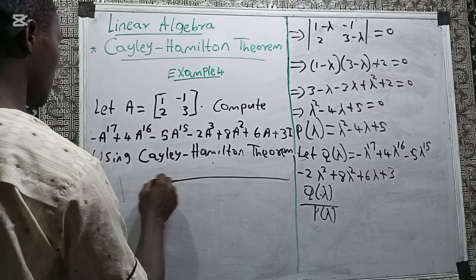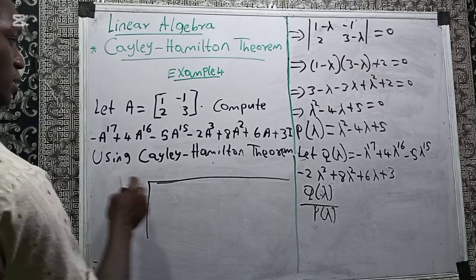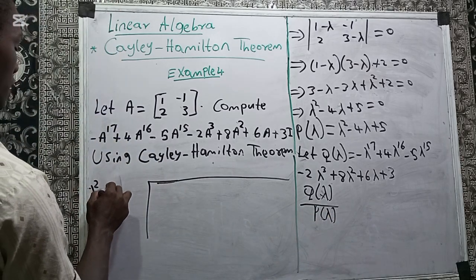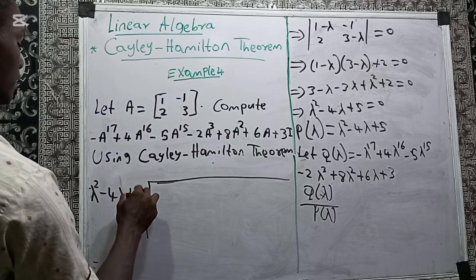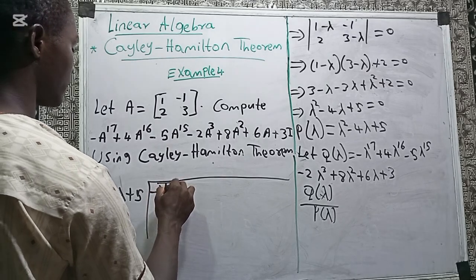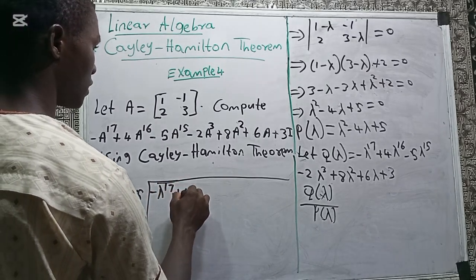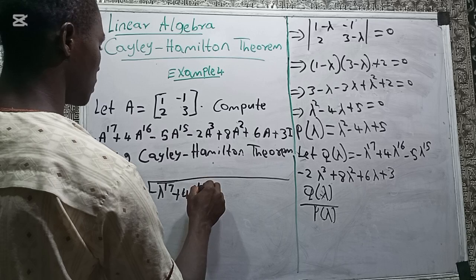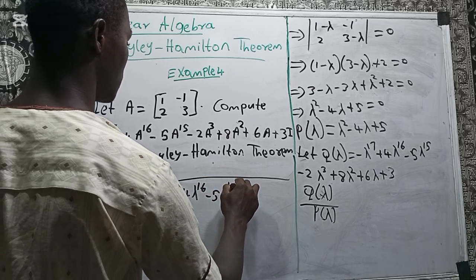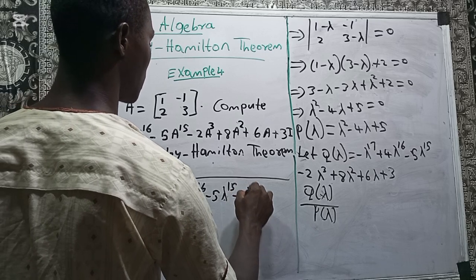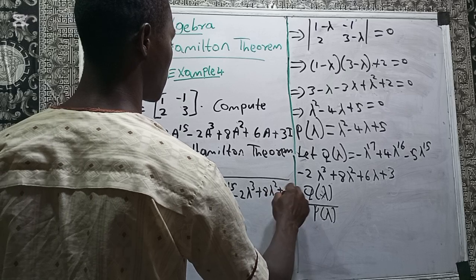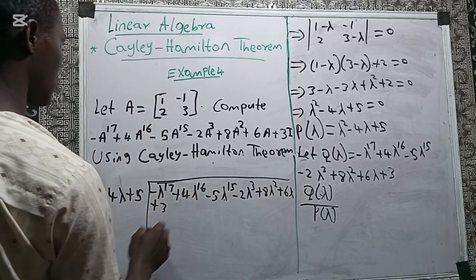So we have something like this. The P of lambda, we write it outside here. That's lambda raised to power 2 minus 4 lambda plus 5. Then Q of lambda, we write inside here: negative lambda raised to power 17 plus 4 lambda raised to power 16 minus 5 lambda raised to power 15 minus 2 lambda raised to power 3 plus 8 lambda squared plus 6 lambda plus 3. So this is what we have.